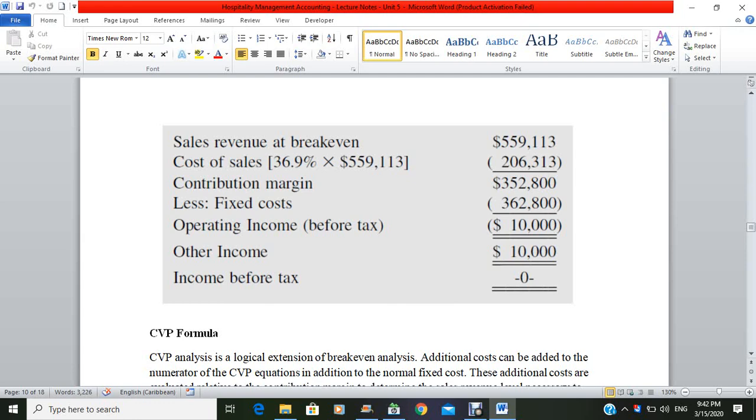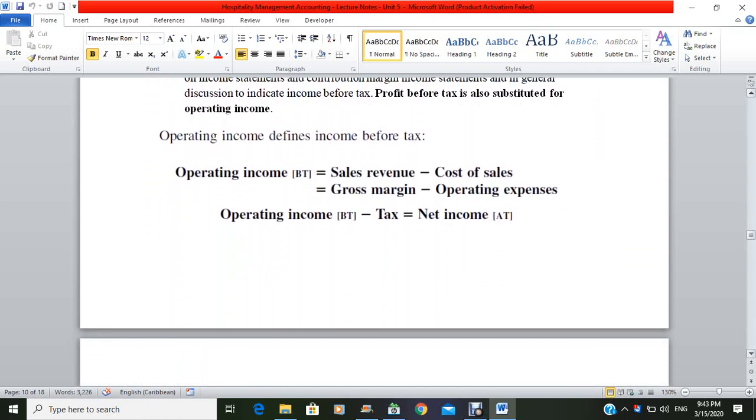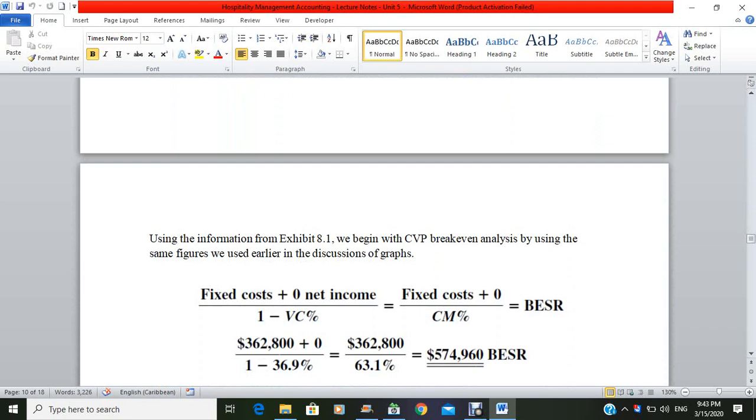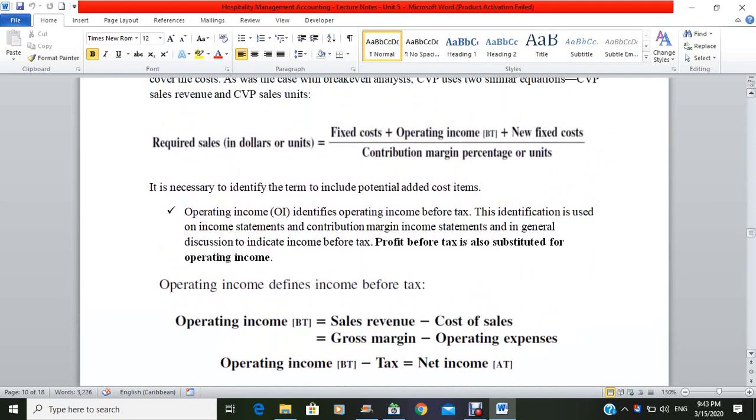Why? Here you have operating income before tax, which is negative 10,000, which would be a loss really. But then you have other income which is added to it, and that gives you zero. Now let us put this zero in our formula. The formula is fixed cost plus operating income plus new fixed cost, divided by contribution margin percentage or units.